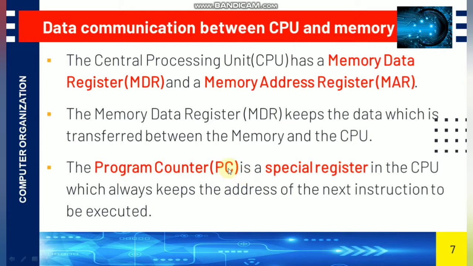What the program counter does is keep track of the address of the next instruction. Suppose the program counter is working on the first set of instructions and it is going to be completed; the PC will keep track of which job it should take second and process. So it will always keep the address of the next instruction to be executed. This is the job of the program counter, which is a special register in our CPU.